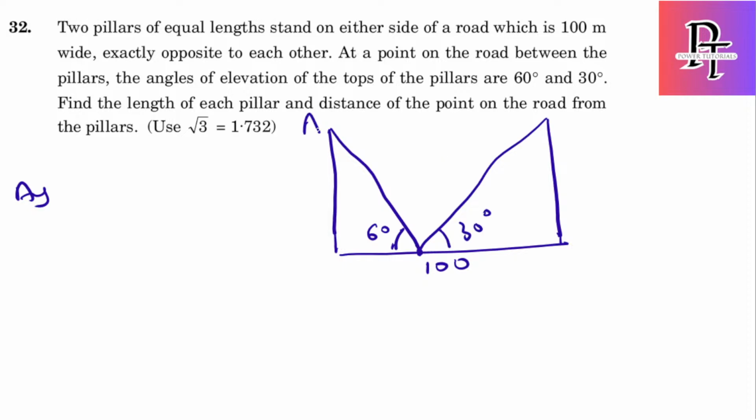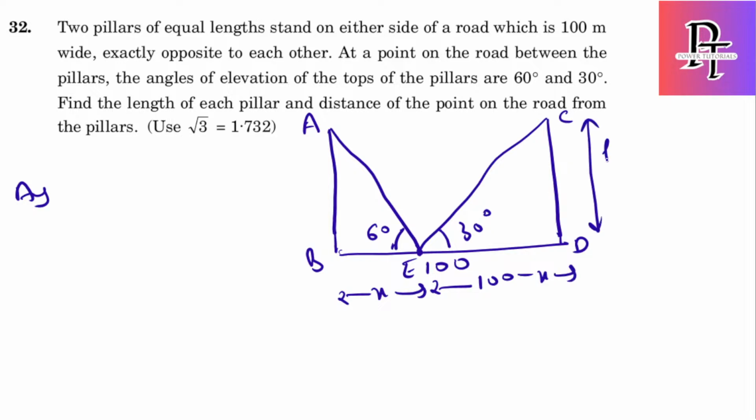Let's mark this as AB and this as CD, and mark the point as E. The total is 100, so let's assume this distance as X. So this becomes 100 minus X. Let's assume the height of the pillar as H. As both are equal, this is also H. Now let's see the conditions and try it.